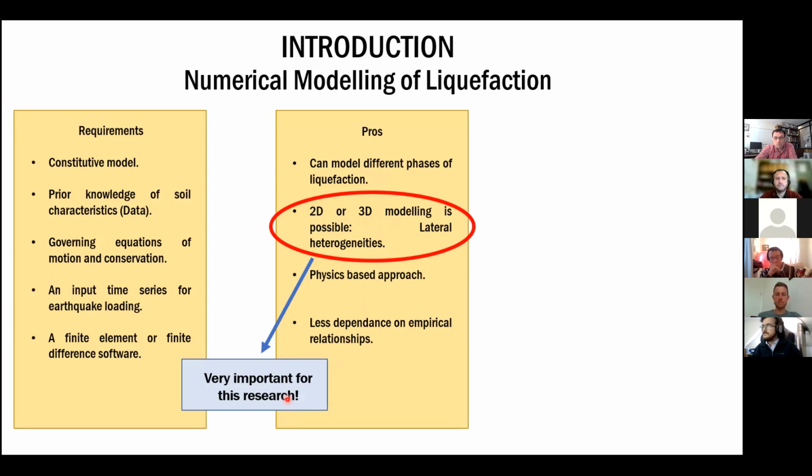which is very important for this research, because we want to model lateral heterogeneities and their influence in the soil response. It's a physics-based approach because it uses equations of motion and conservation, and there is less dependence on empirical relationships than other methods. Some constitutive models rely on empirical relationships, but it's less than other procedures that are not numerical modeling.